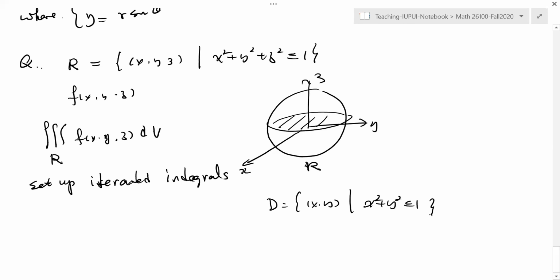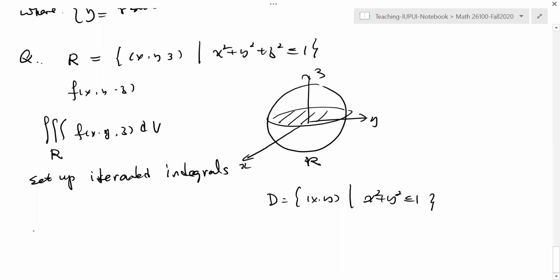Is this a sphere or a ball? This is a ball. The domain, the region, is a ball. Ball means a solid enclosed by the sphere. A sphere is a two-dimensional surface. So this is a ball. I'm not going to draw the rectangular box right now. I'll skip that step.